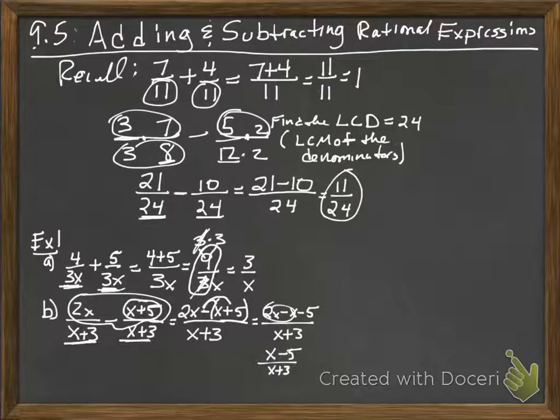Now, don't get cancel happy. If you remember, in order to cancel anything, they have to be common factors. And the factor of the numerator is x minus 5. That is the factor. And the factor of the denominator is x plus 3. You can't factor it into anything else. So they're not the same, so you can't cancel. Hands off. Let's go on to example 2.